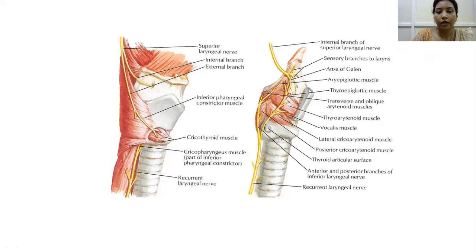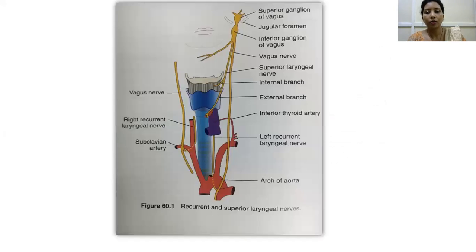So the cricothyroid muscle is the only muscle of the larynx which is supplied by the external branch of the superior laryngeal nerve, whereas all the rest of your muscles are supplied by branches of the recurrent laryngeal nerve. After the superior laryngeal nerve has been given, the rest of the vagus traverses down into the thorax.